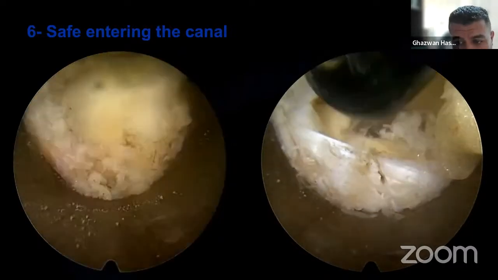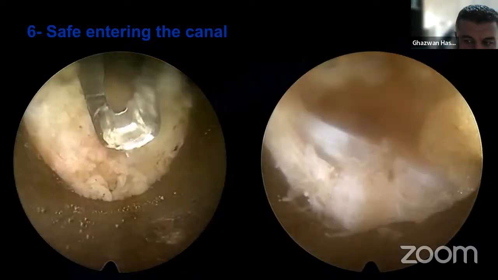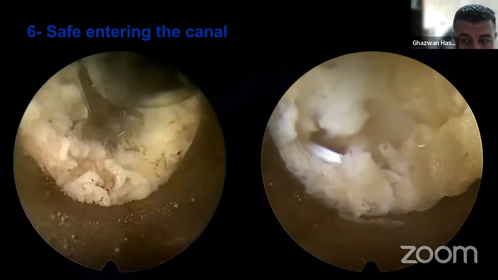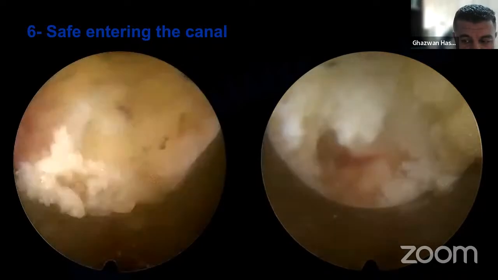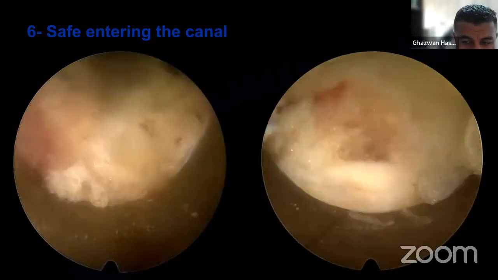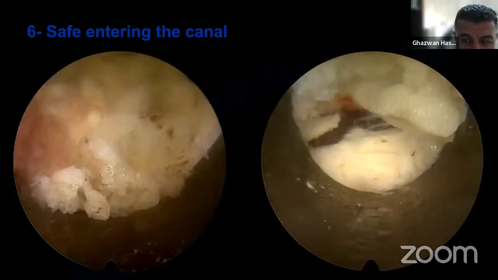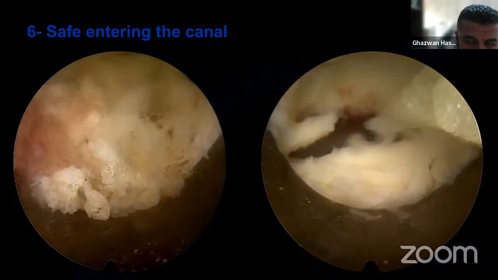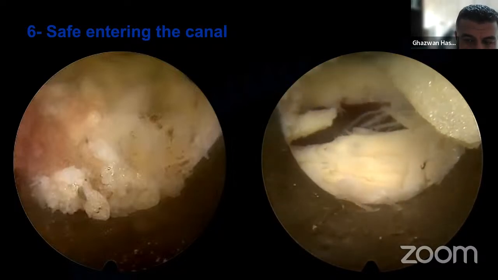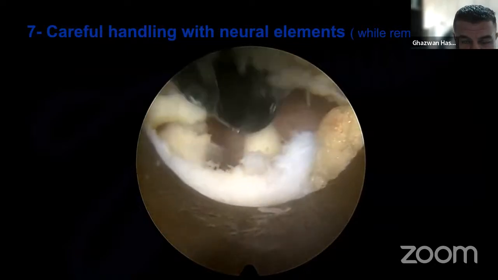The first structure that you face, I recommend you put it in your mind: this is the dura, this is not the root, until you find the root, because it's very important. Although sometimes you enter laterally and the first structure you face will be a root, you have to double check by going medially to see the dura and to identify the root, and only after that manipulate it, with careful handling of the neural element.